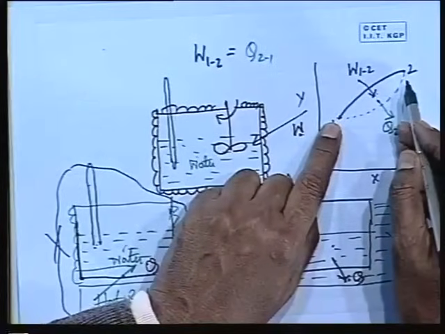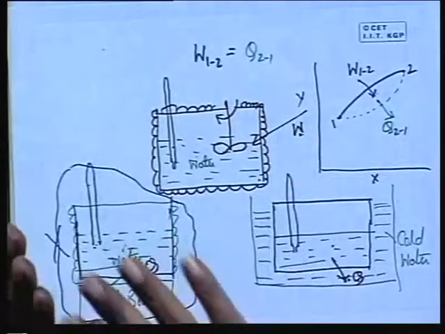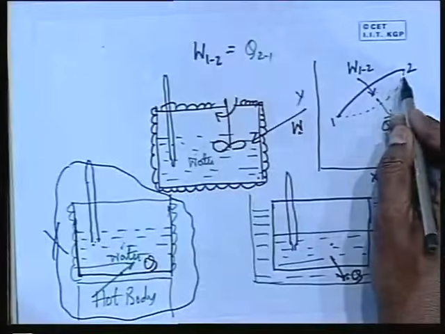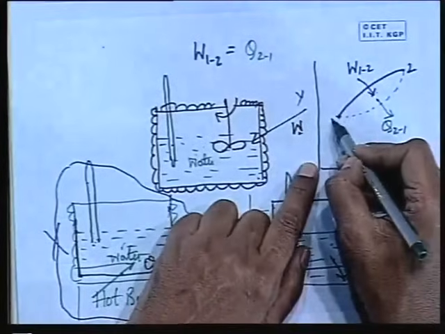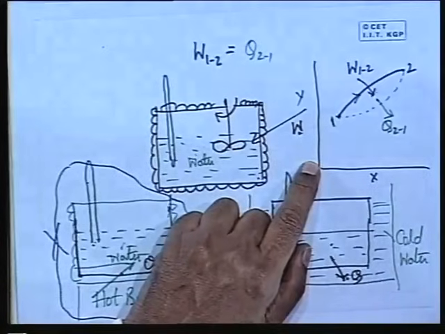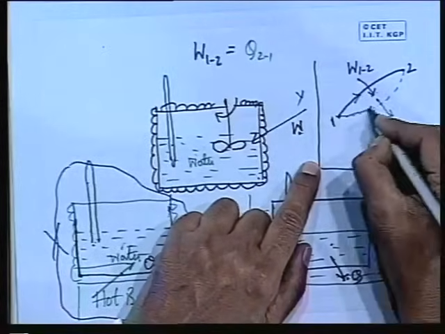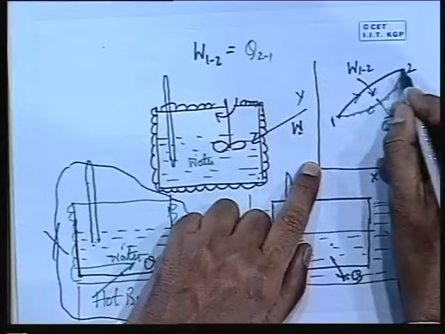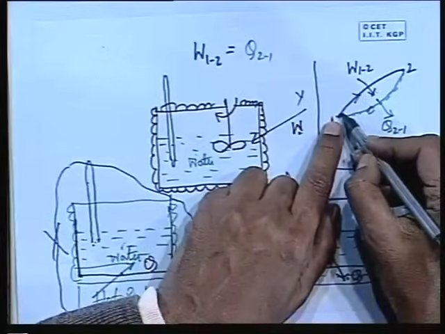What is a cyclic process? If a system performs a number of processes so that it comes back again to the initial state, then the number of processes forms a closed loop in a thermodynamic diagram, which is called a thermodynamic cycle. So it is a thermodynamic cycle or cyclic process where the system starts from 1, goes to 2, and then comes back again to 1.